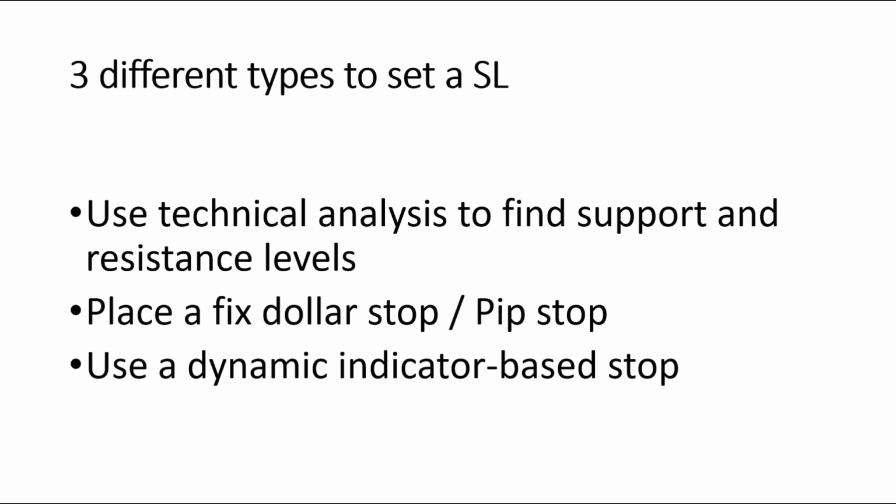But now let's look at 3 different types to set a stop loss. You can either use technical analysis to find support and resistance levels and place your stop loss right there. Or you can place a fixed dollar stop or pip stop, like a $500 stop, for example, or a 20 pip stop. It also depends on your account size and your personal size of risk you feel comfortable with. Or as third point, you can use a dynamic indicator-based stop. For example, the ATR indicator.